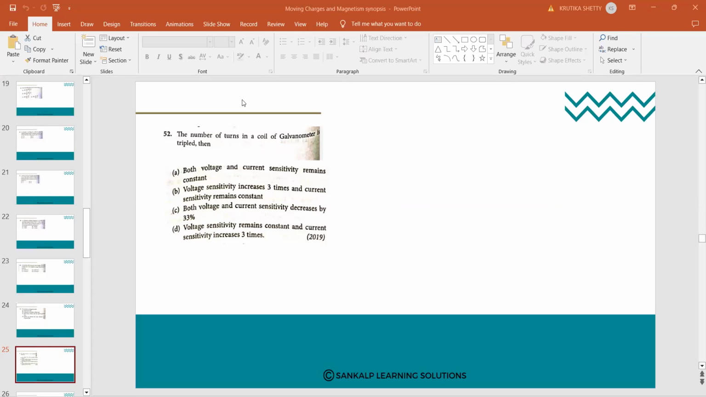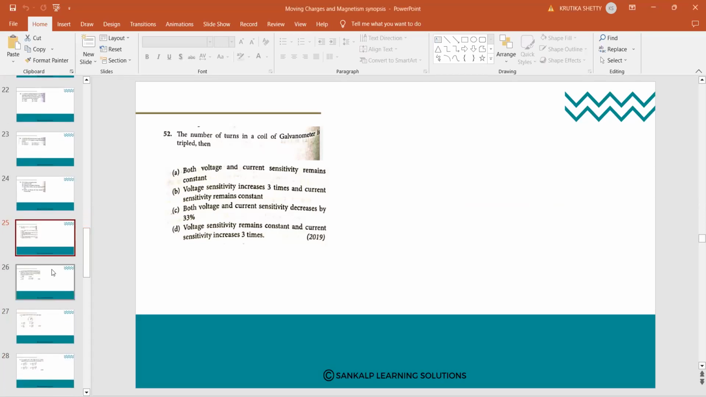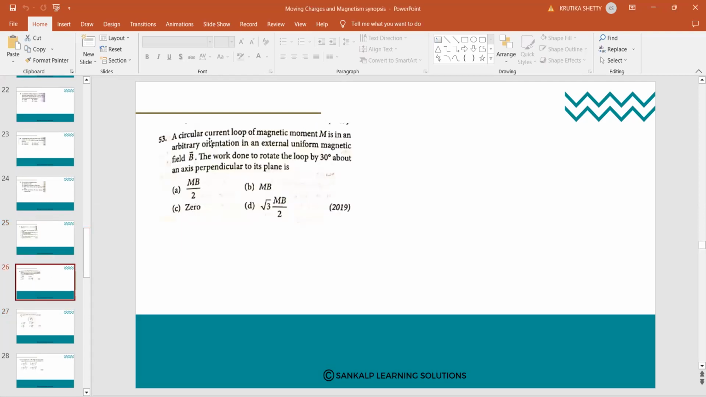Then the next question. So very simple, direct formula. A circular loop of magnetic moment M is in an arbitrary orientation in an external uniform magnetic field B. The work done to rotate the loop by 30 degrees about an axis perpendicular to its plane is.